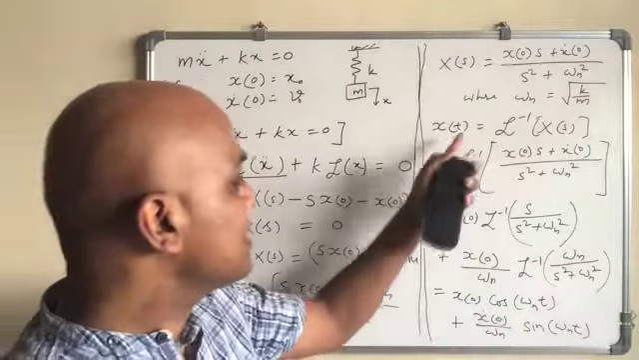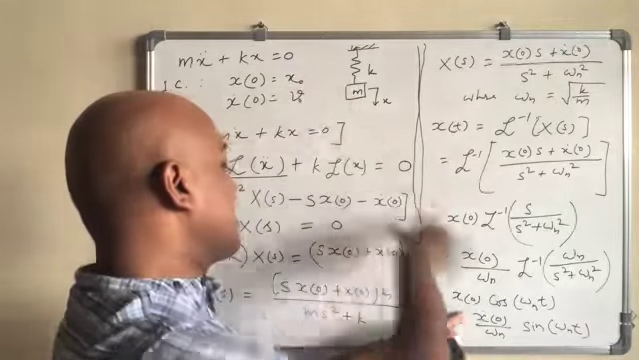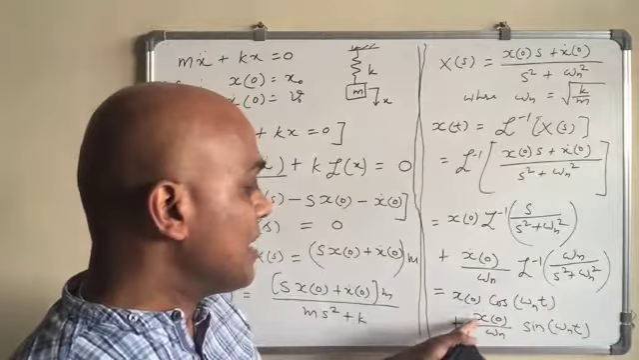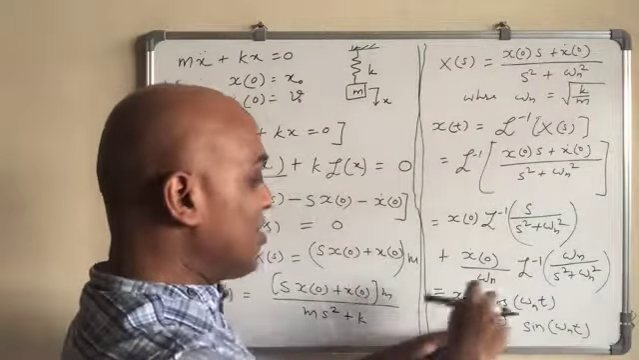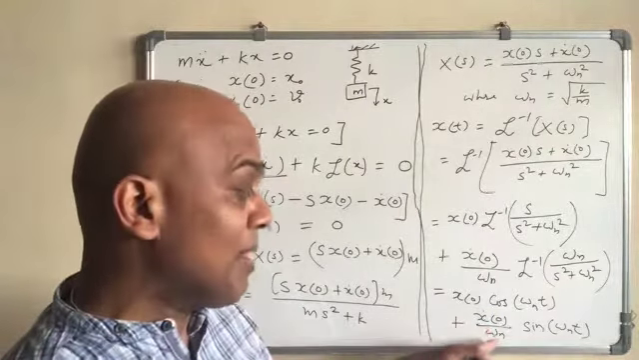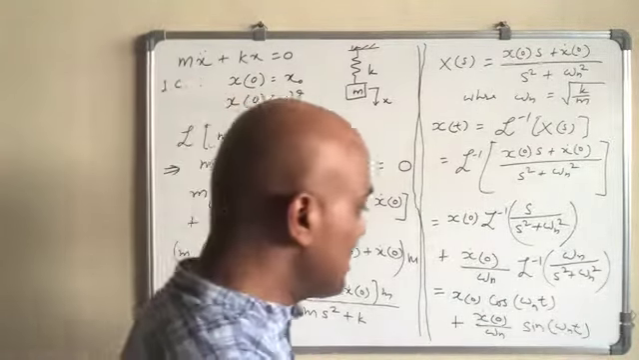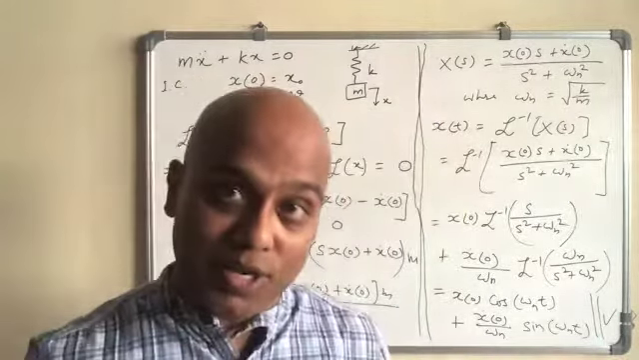So x(t) becomes x at t equal to 0, which is equal to x naught, you can put it here, then cos omega n t plus x dot at t equal to 0, which is equal to v naught, so you can put v naught here, and then divided by omega n multiplied by sine omega n t. So this is the exact solution that we were looking for.